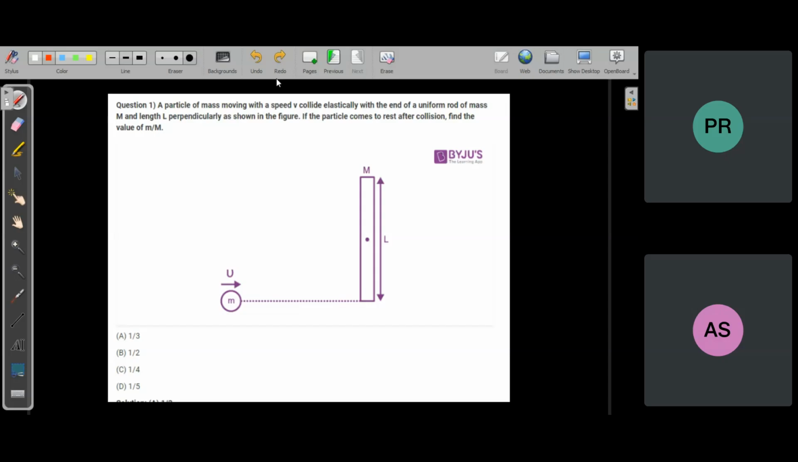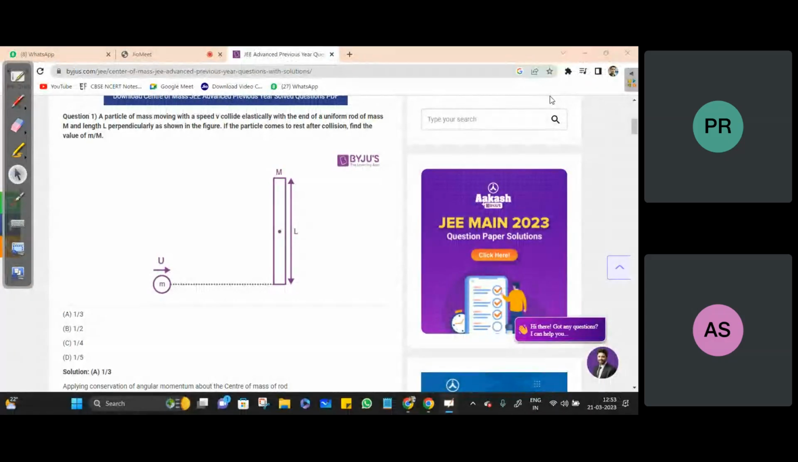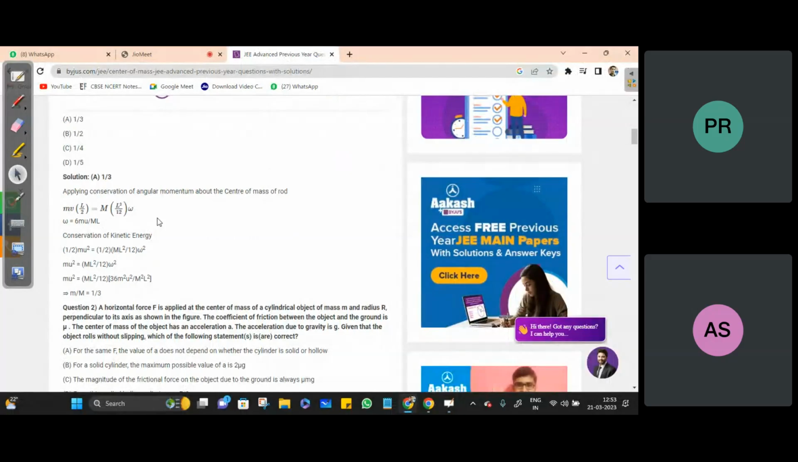Okay, and then you applied conservation of angular momentum. Why did you apply it? Is conservation of angular momentum applicable here? Yes, sir, about the center of mass of the rod it is applicable. So about the COM it is applicable. Correct. So you are getting 1 by 4.